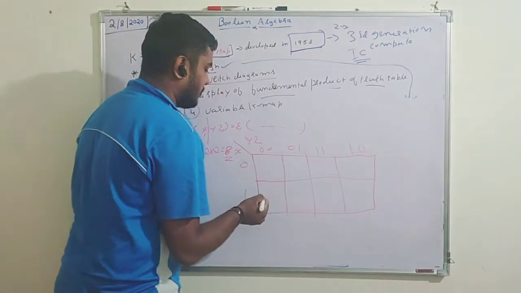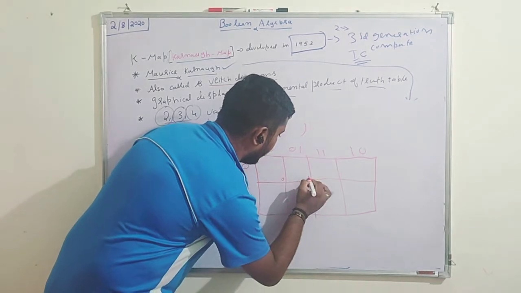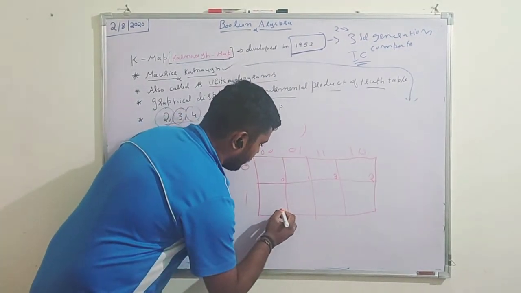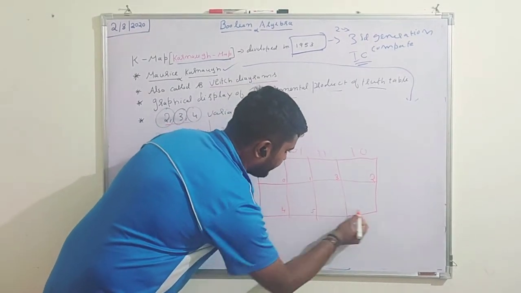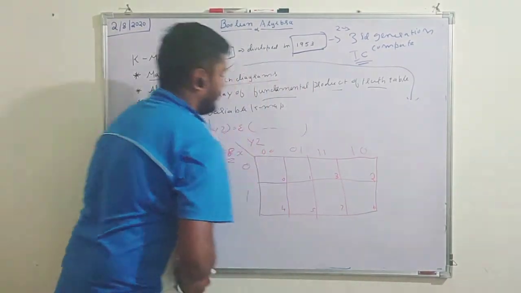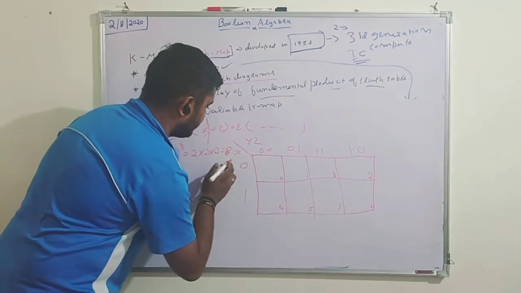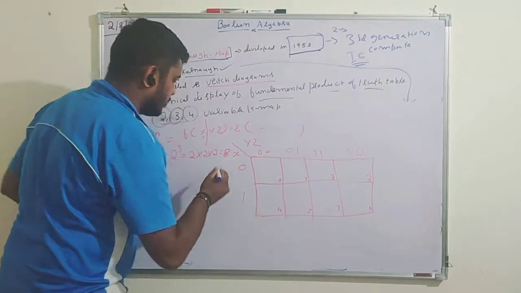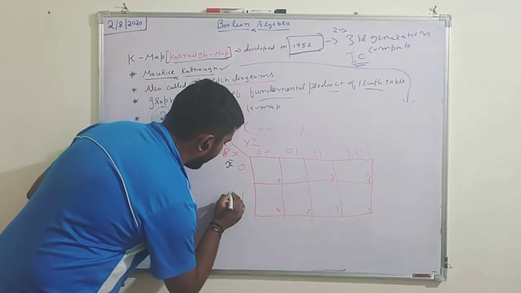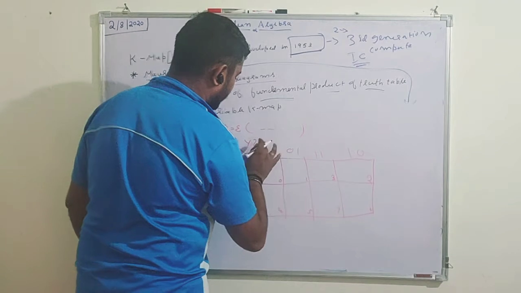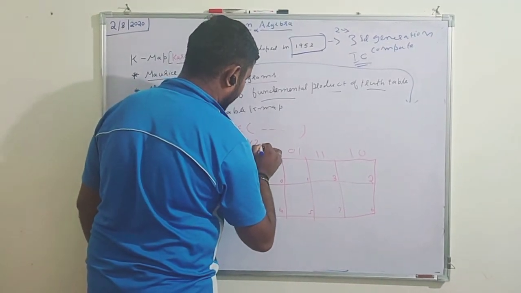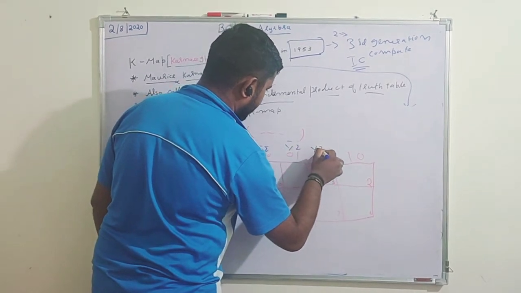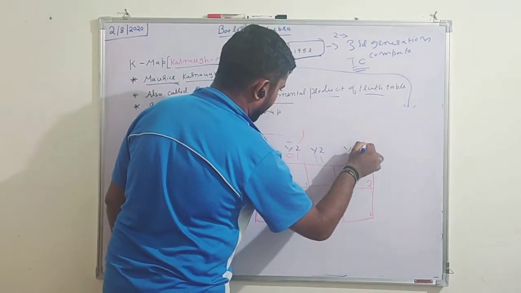Now I am going to put my place values: 0, 1, 2 and 3, then 4, 5, 6 and 7. Here I am going to write my namings: x bar and x. Then y bar, z bar, y bar, z, y, z, y, z bar.